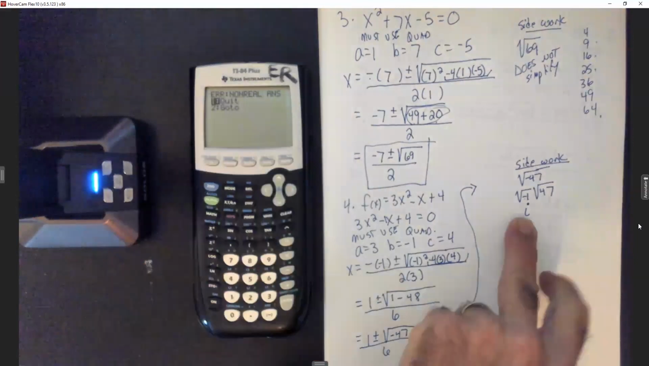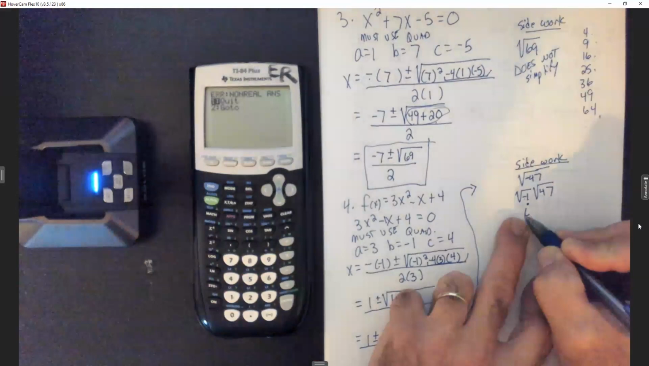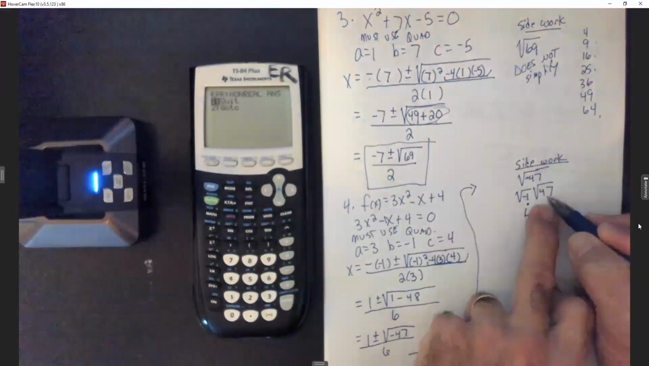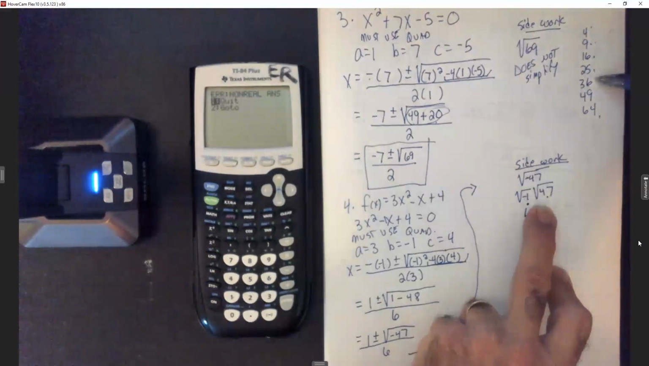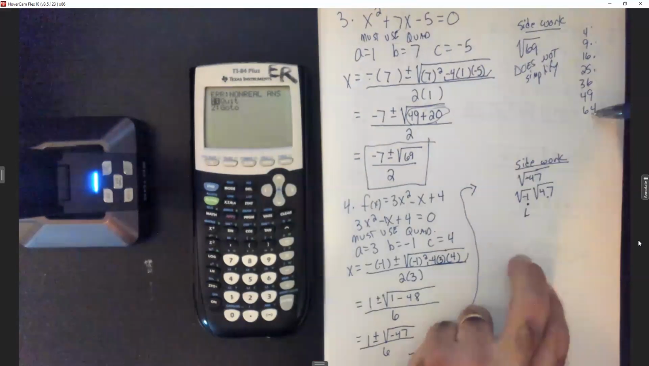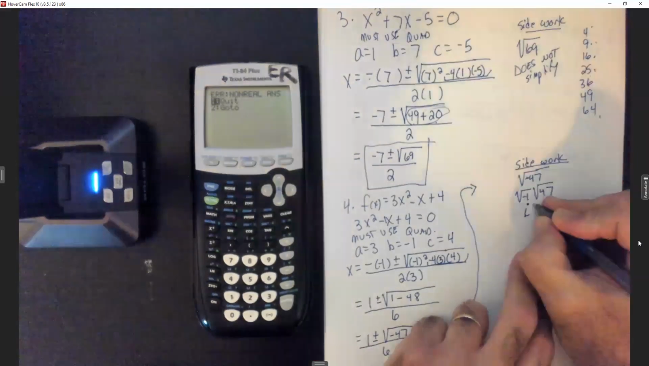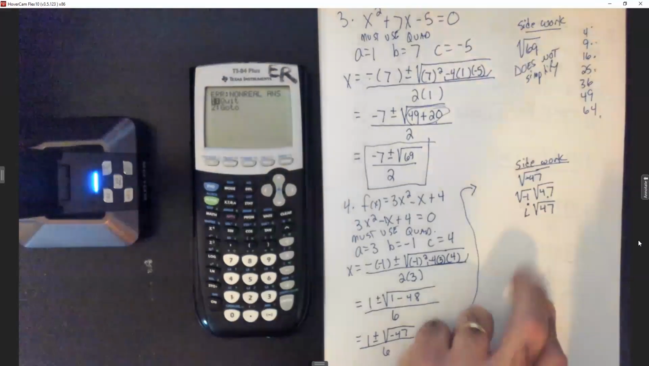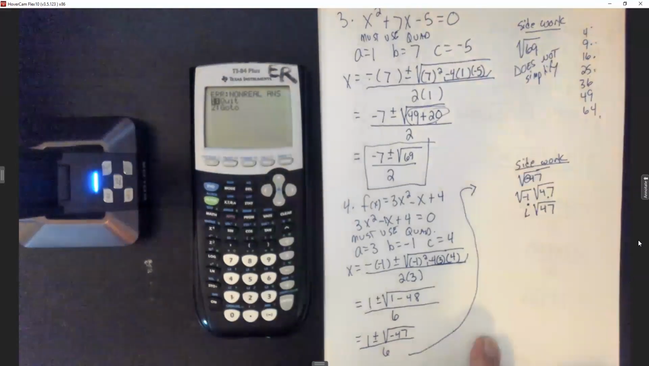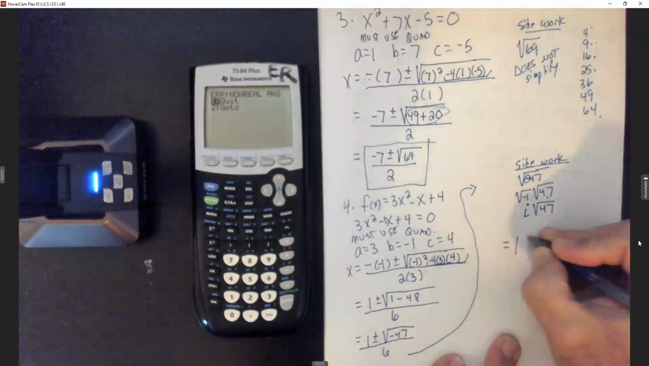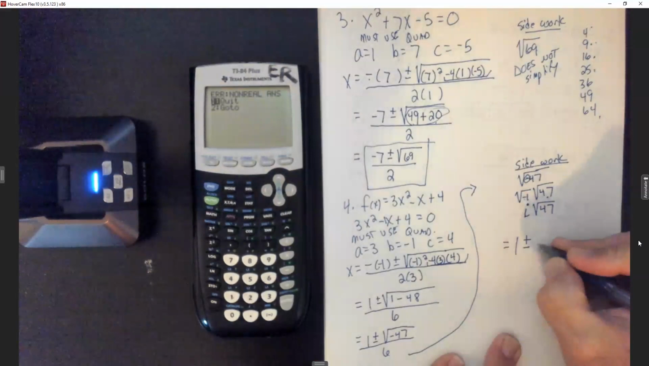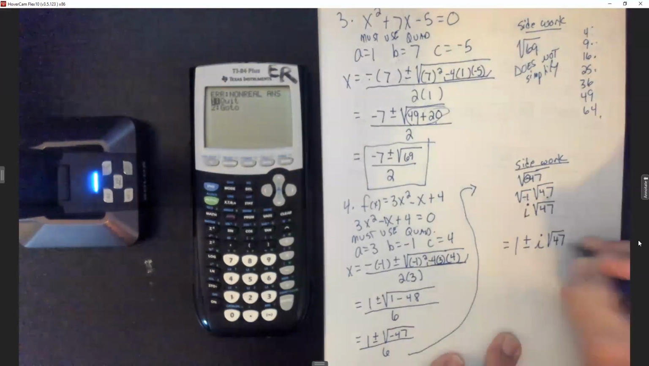So bring the negative out, replace it with the i, and then let's check this 47. 47 will not divide by 4. It won't divide by 9. It won't divide by 16. Everything else is starting to get too big. So the 47 stays under the radical. But you cannot leave a negative under a radical. So that simplified to 1 plus or minus i square root of 47 all over 6.